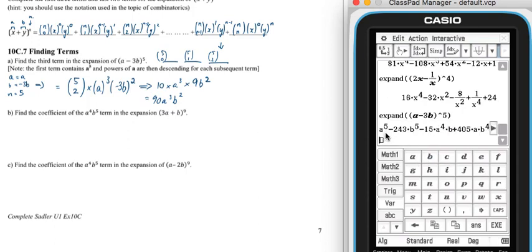Now we've got lots of nonsense here. This is our first term. See how this isn't in the same order as we do our expansion in. We're going to have to look for our a cubed one. So let's have a look. a cubed, there we go. 90a cubed b squared. So we've got the answer there.